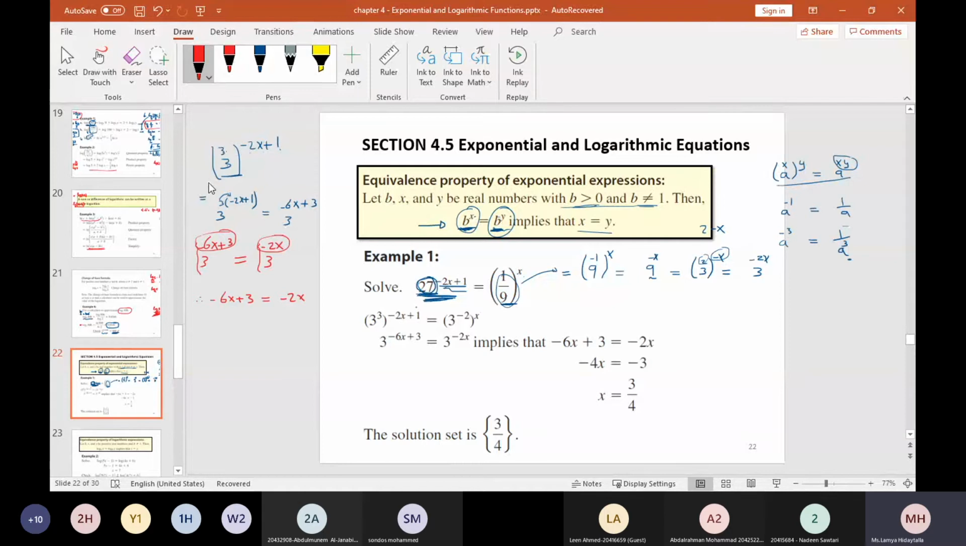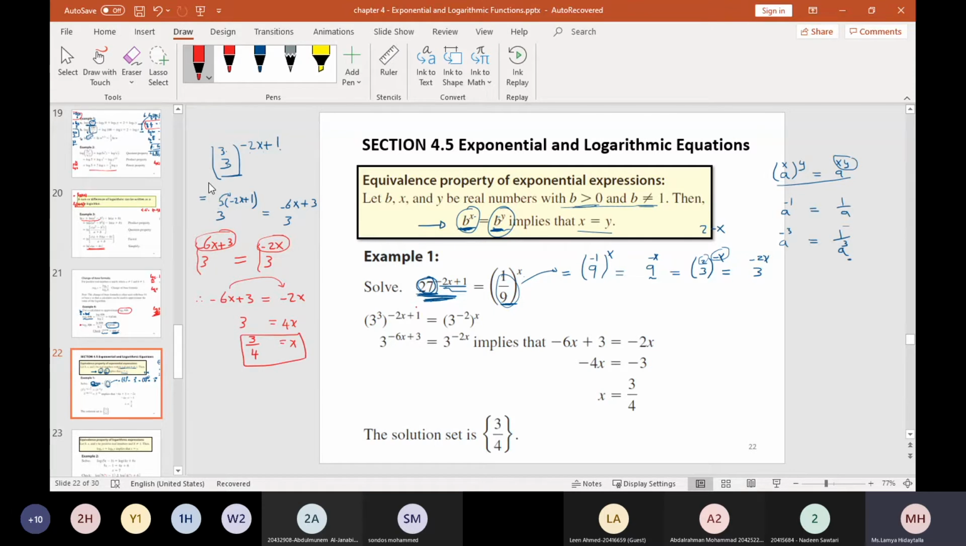And then it becomes a linear equation in one unknown. It's easy to solve. Put the x's on one side and the constants on the other side. So take this one to this side: 6x minus 2x, which is 4x, correct, is equal to 3. And then x is equal to 3 over 4. Okay, so the solution is x equals 3 over 4.